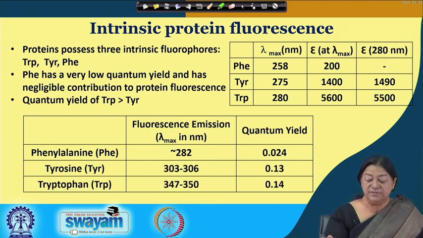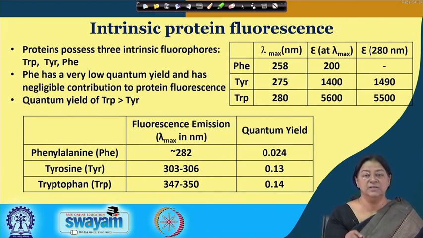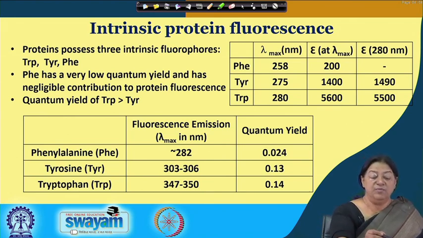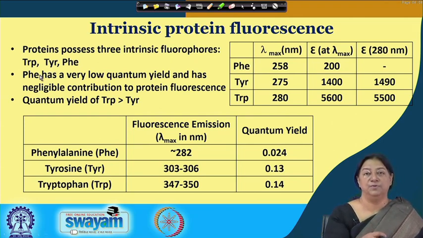Now, if we look at the specific quantum yields, we will see proteins that have these three intrinsic fluorophores. What do we mean by intrinsic fluorophores? Fluorophores that are already present in the protein. So, if we have a protein chain, we know that the protein chain is made up of amino acids. So, in these amino acids, if we have phenylalanine, tyrosine and tryptophan, we have intrinsic fluorophores. We can also have additional extrinsic fluorophores, which are molecules that we add to the protein, which we can monitor, which we will also tell you about.